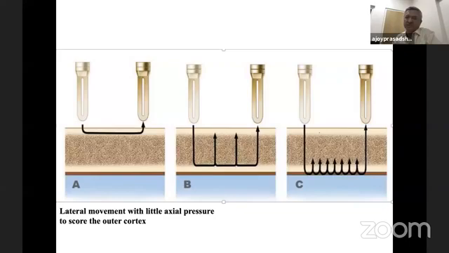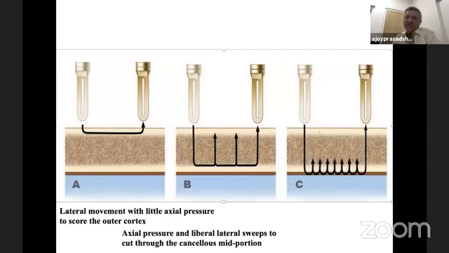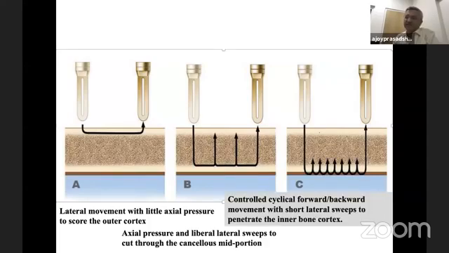First, you start with the lateral movement for the outer cortex. You go with the axial pressure, and then you go through and through, like anteroposterior movement through the cancellous mid portion. And then you do the final cut with a controlled cyclical motion.